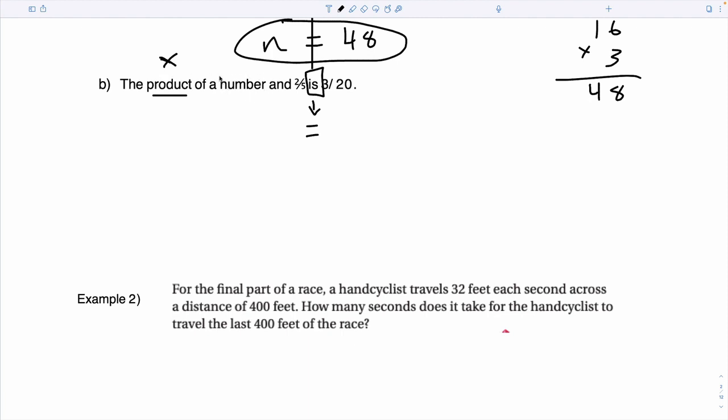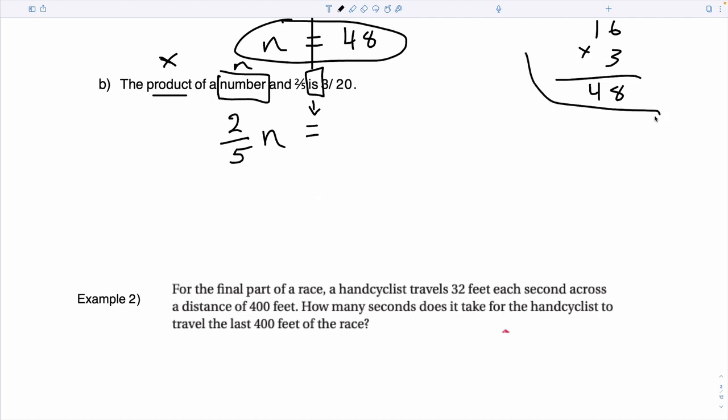What do you want your variable to be for this? It could be R, it works. Or variable has R in the middle of it, so you could put V, you could put N. Sure. So the product of a number, N, and 2/5. Product means multiply. I'm going to put 2/5 times N written like that.